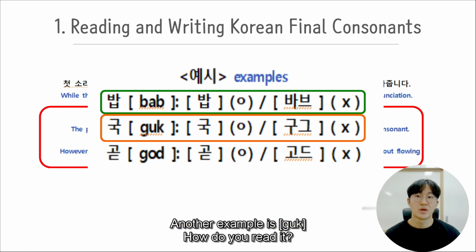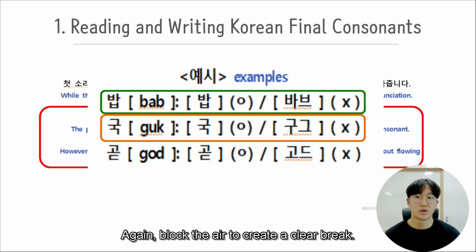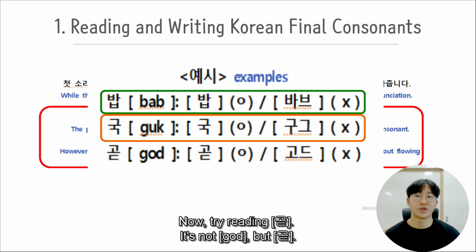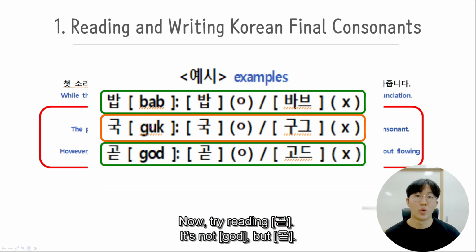Another example is 국. How do you read it? In Korean, it is read as 국, not guk. Do you feel the difference? Again, block the air to create a clear break. Now try reading 곧. It is not god, but 곧.